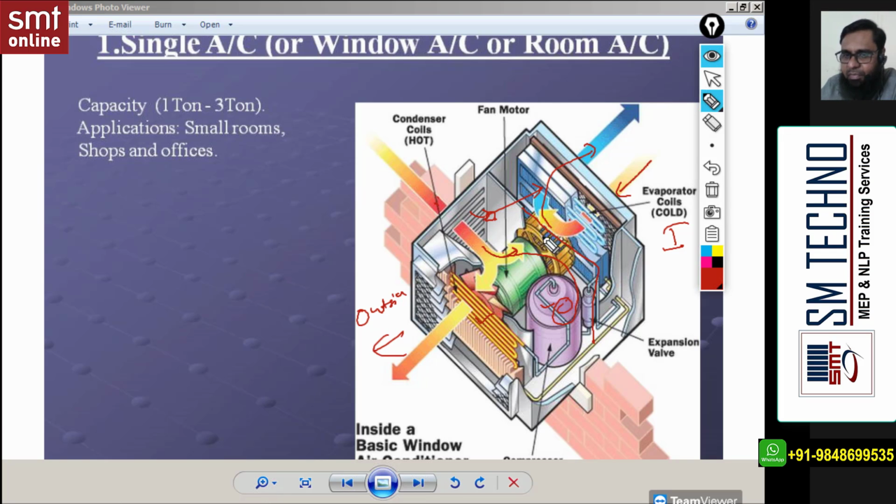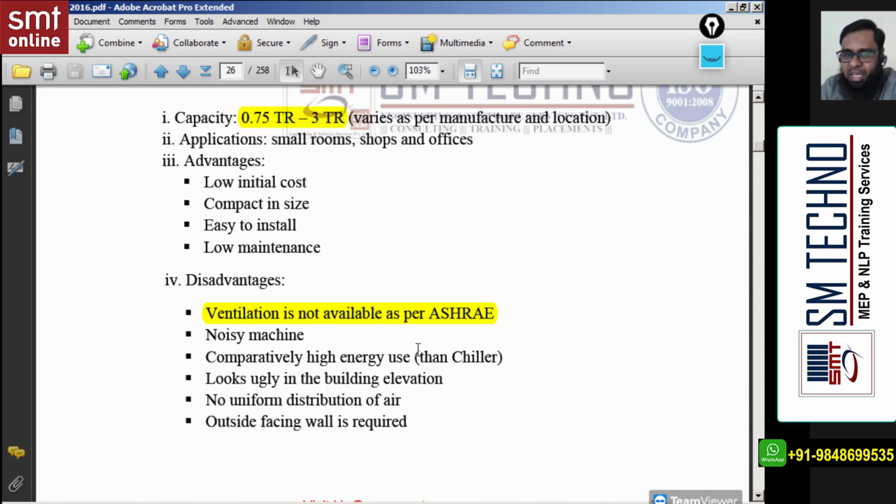Why? Because this window AC is available with limited capacity. If you provide fresh air as per standard, what will happen? The fresh air in summer is hot and humid, which will directly affect the load on the coil. The cooling will reduce. So it is available with limited capacity, so it's difficult to deal with the required or standard fresh air. The first major disadvantage is not having ventilation as per standard. We are following ASHRAE standards, so it is written ASHRAE. If you're dealing with any other standard, it's difficult.